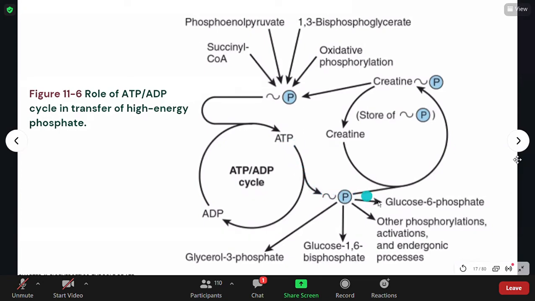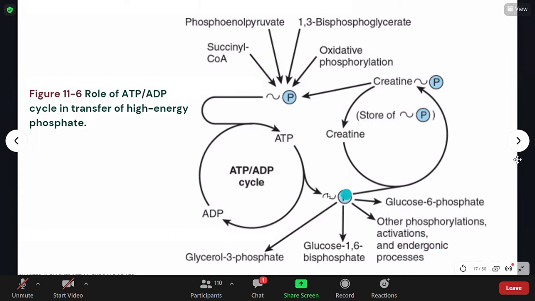Adding to glucose becomes glucose 6-phosphate. No? Adding to glycerol, glycerol 3-phosphate. To glucose, to add 2 phosphates, 1,6-biphosphate. And other phosphorylation reactions and endergonic processes or reactions that cannot occur unless energy is supplied. Okay?